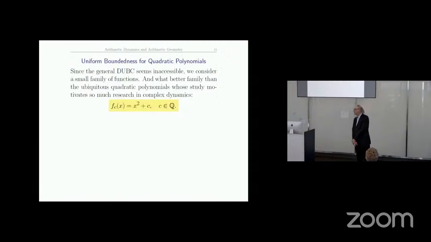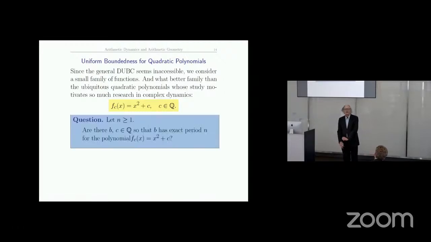Okay, so since the conjecture seems inaccessible, as mathematicians are wont to do, we'll look at a special case. So let's look at the simplest possible collection of functions that might be interesting. The simplest functions would probably be linear, but that's maybe too easy. In dynamics, people usually start with quadratics, and in this case, quadratic polynomials. So we'll look at the collection of polynomials x squared plus c, where c is a rational number.